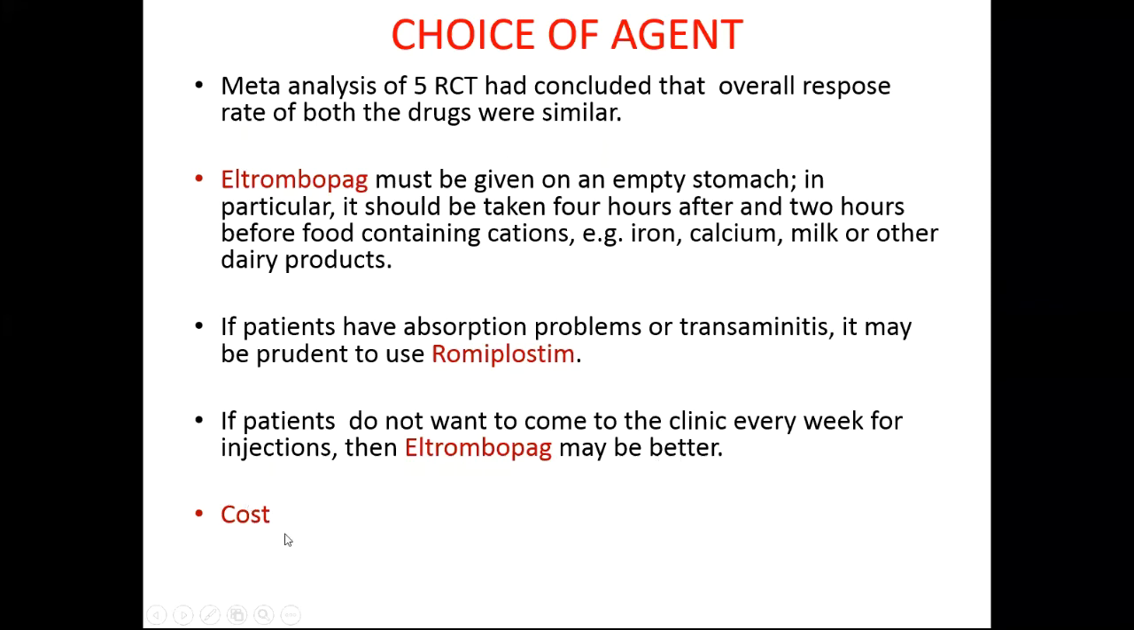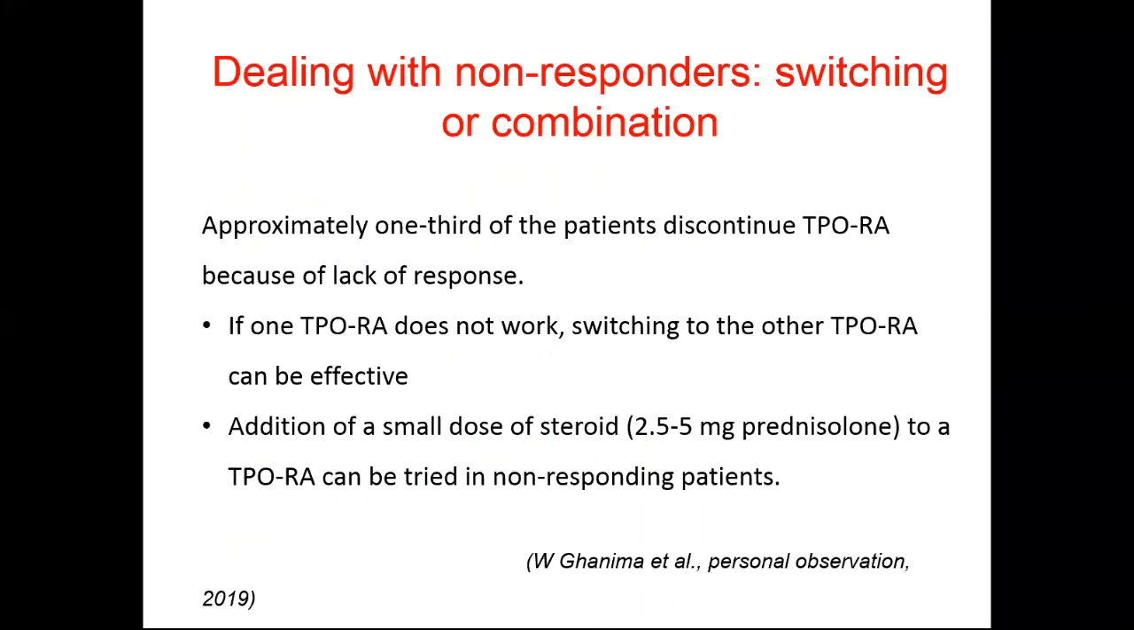Cost is a big issue here because these drugs are very costly. A study was done in PGI Chandigarh where they had analyzed the cost of these drugs. They found that eltrombopag had costed around 1.6 lakh per month and romiplostim about 2/3 of that. So these drugs are really very costly.